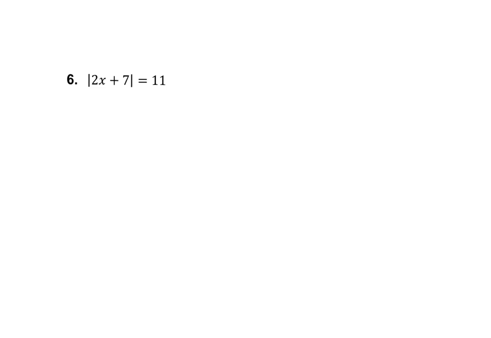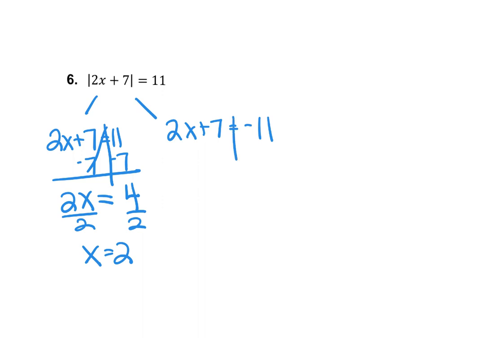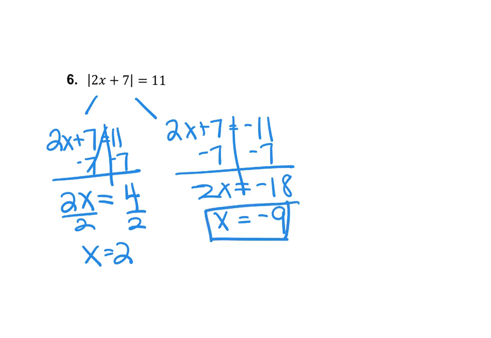All right, one last example here. Again, we're going to divide this into two separate equations. 2x plus 7 is equal to 11, and 2x plus 7 is equal to negative 11. And again, we're just going to isolate that variable. Divide by 2, and then x is equal to 2 in this case. And then again, subtract 7, 2x is equal to negative 18, and x is going to be equal to negative 9. And so my two solutions are 2 and negative 9.